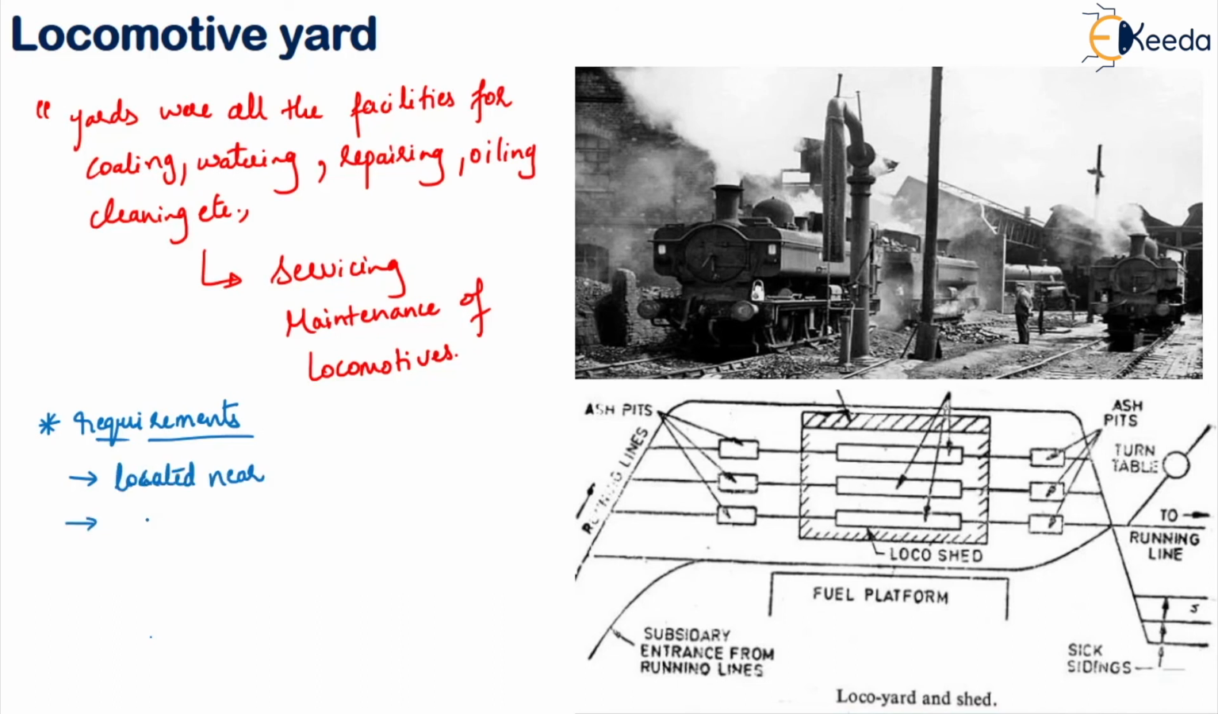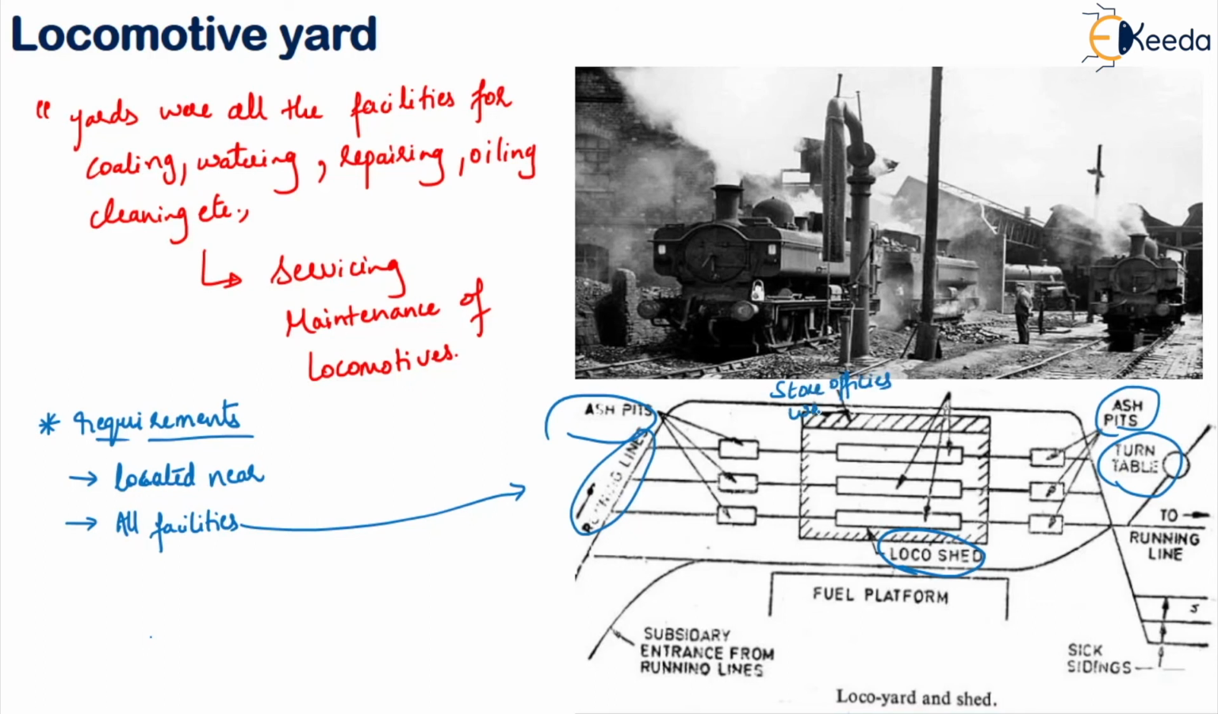Then all possible facilities should be given. All facilities like what? Like your ash pits, running lines, loco sheds, right? Turntables, ash pits here if you observe. Then stores, offices, workshops should be there. Some examination and repair center should be there to examine your trains, right? So all these things should be there, and there should be space for future extension if there is any expansion which is happening. So there should be place for future expansion, water supply, drainage, right?